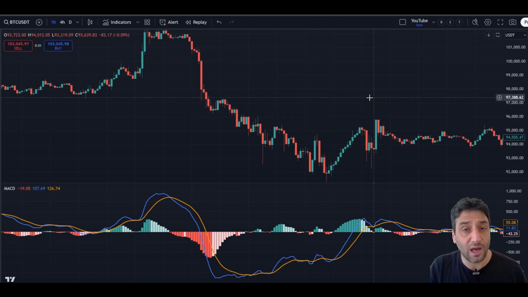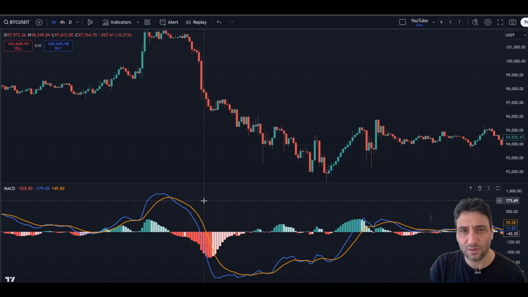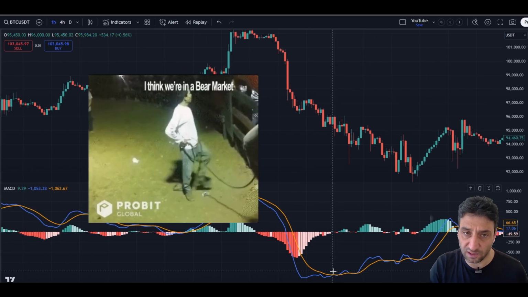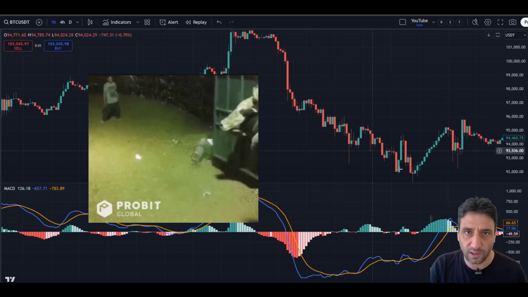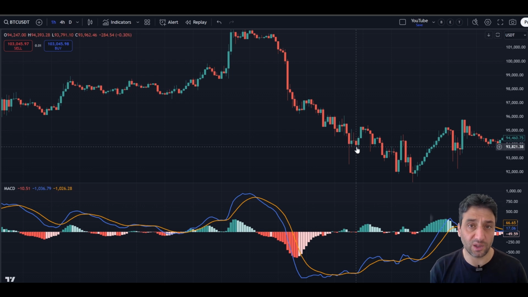Crossovers are king. Now, crossovers can be helpful, but relying on them alone is a recipe for disaster. See this chart? The MACD crosses above the signal line, you jump in and voila! The price reverses and you're left holding the bag. Why? Because crossovers can be misleading, especially in choppy or sideways markets.